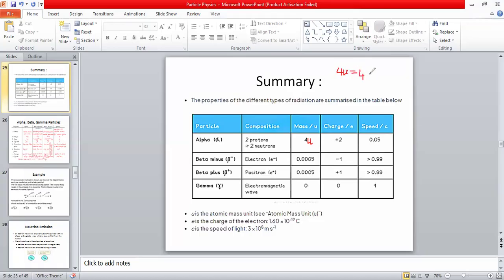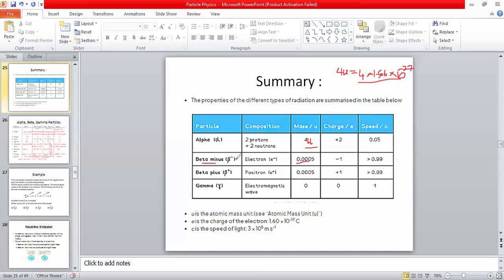4 multiplied by 1.66 into 10 power -27. Okay, it will be equal to 4 times 1.66 into 10 power -27. This is the mass. So when you multiply 4 into 1.66 into 10 power -27, you will reach its mass. Likewise, for the mass of electrons, you need to multiply with 0.0005 because this is the mass of the electron.